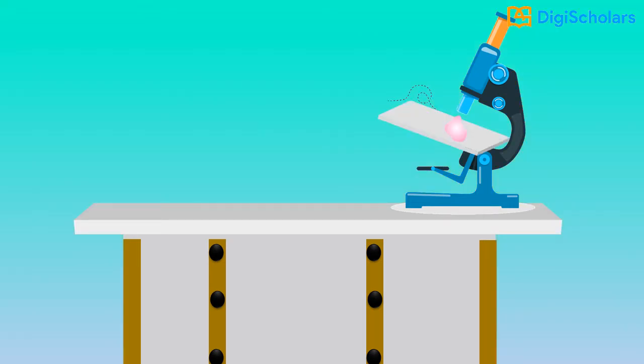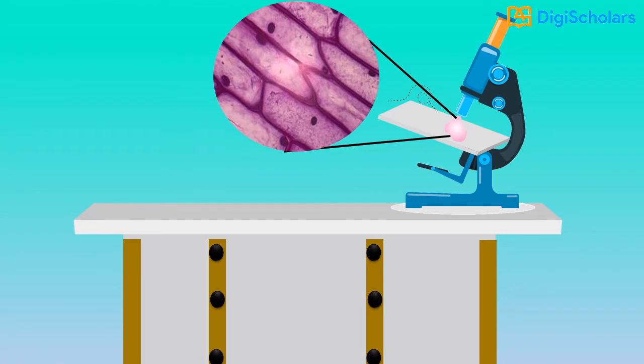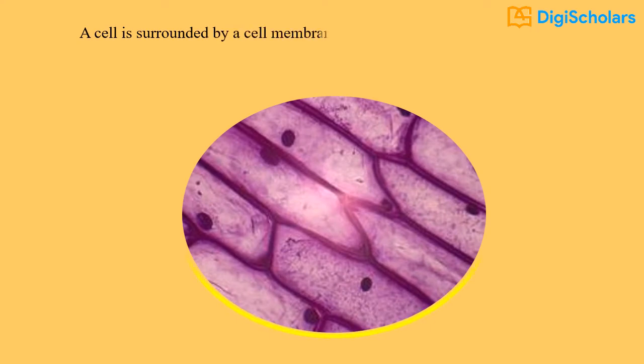Any cell, when observed under a compound microscope, shows 3 prominent parts. They are cell membrane, cytoplasm, and nucleus. A cell is surrounded by a cell membrane. It is also called plasma membrane.